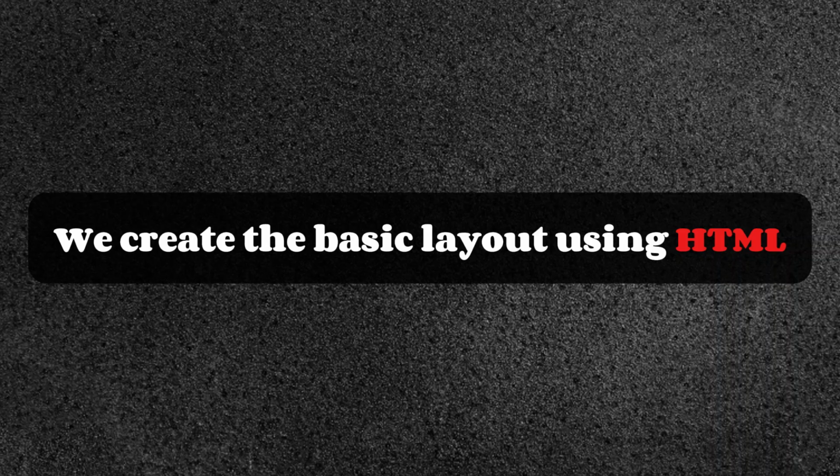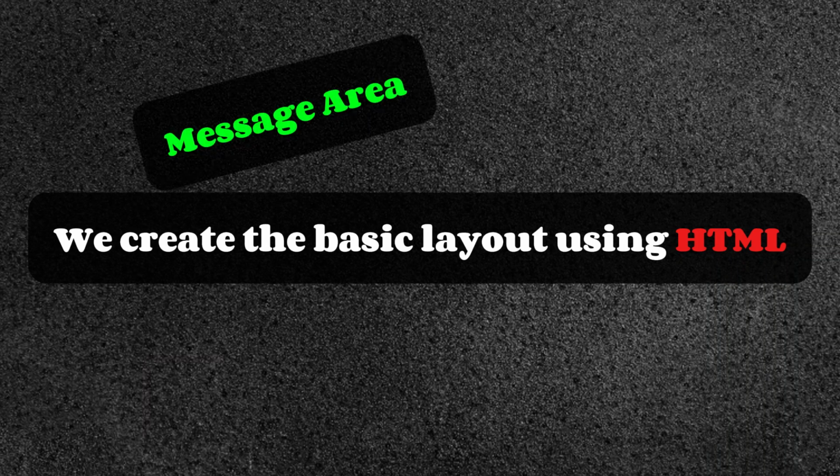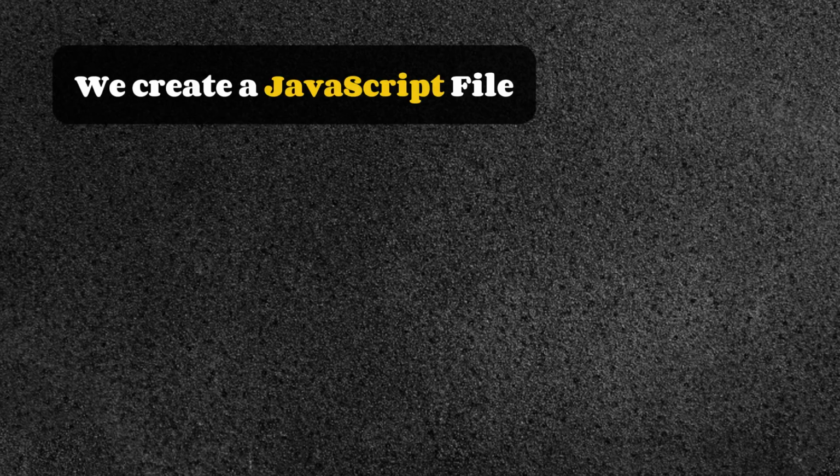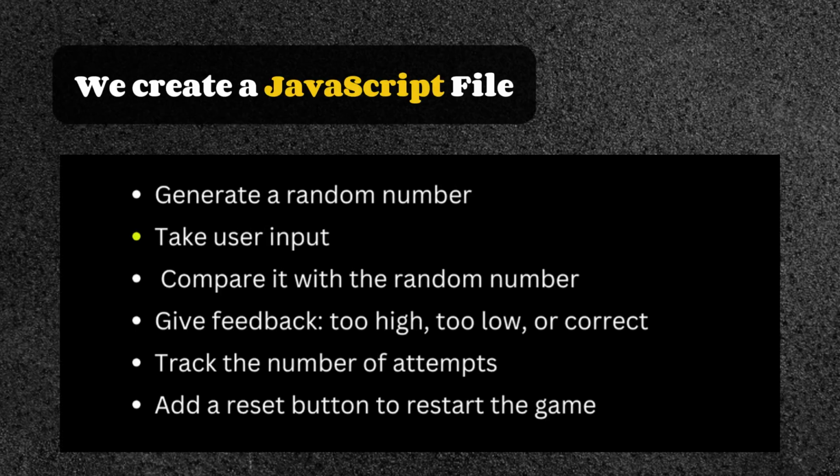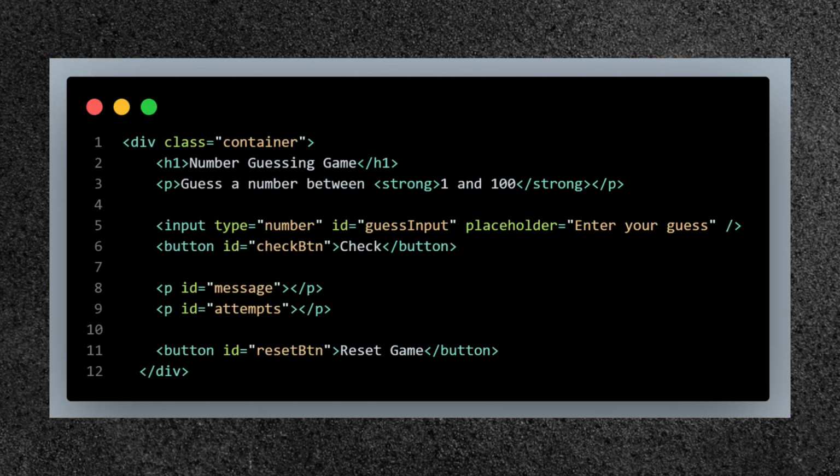game. First, we create the basic layout using HTML, like input, buttons, and message area. Second, style the layout if needed. Third, we create a JavaScript file. In this file, first we generate a random number, then take user input. After that, we compare it with the random number, then give feedback to the user, track the number of attempts, add a reset button to restore the game. Let's start with the HTML code.